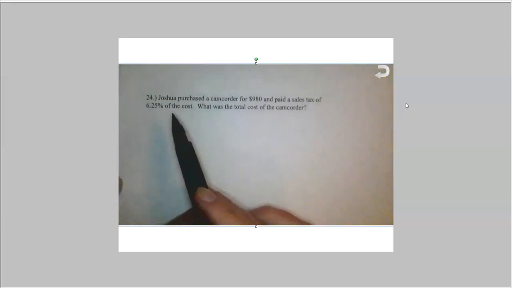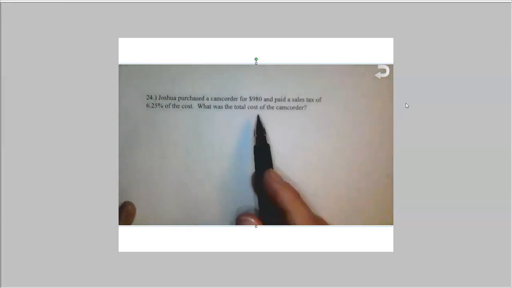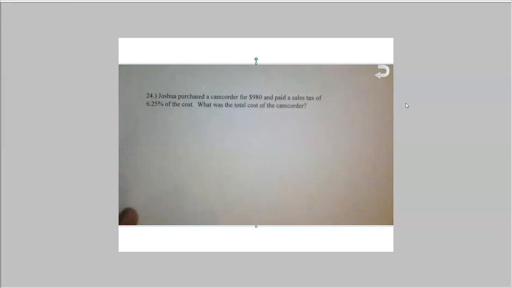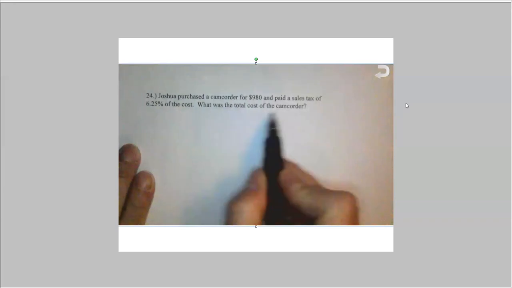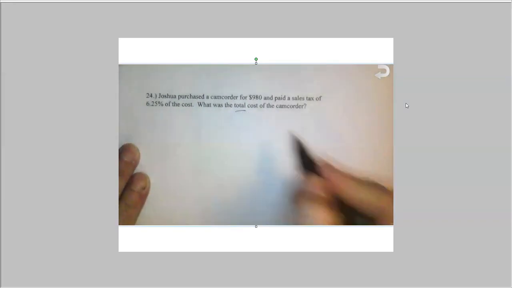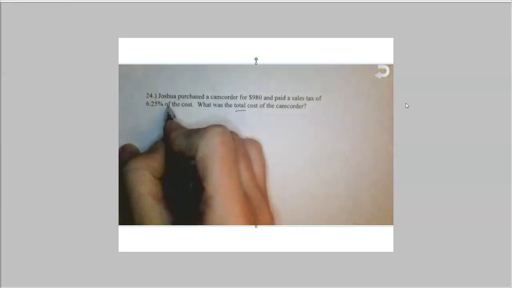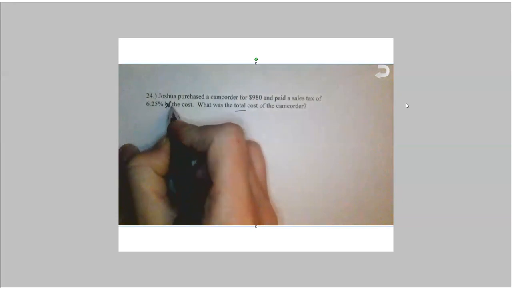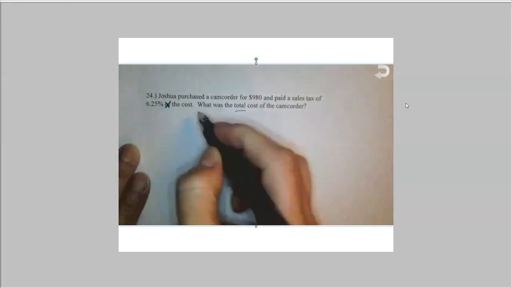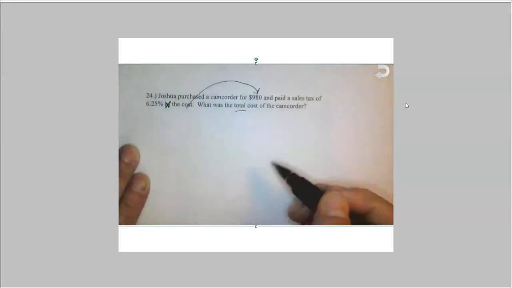It says, Joshua purchased a camcorder for $980 and paid a sales tax of 6.25% of the cost. So what is the total cost of the camcorder? This is real life. Every day you buy stuff, you're going to pay tax. This is how it works. Of means multiply. We are multiplying tax times that cost.